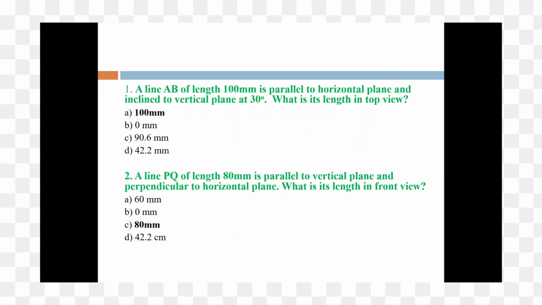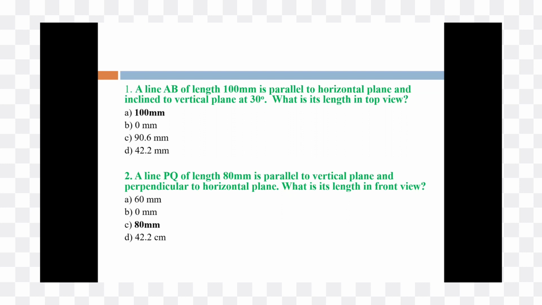So I'll read the question. A line AB of length 100 mm is parallel to the horizontal plane and inclined to the vertical plane at 30 degrees. What is its length in the top view? Okay, so this is the question. We can read that sentence once again. So what is given here? The line AB is given, whose length is 100 mm, and which is parallel to the horizontal plane and inclined to the vertical plane at 30 degrees.